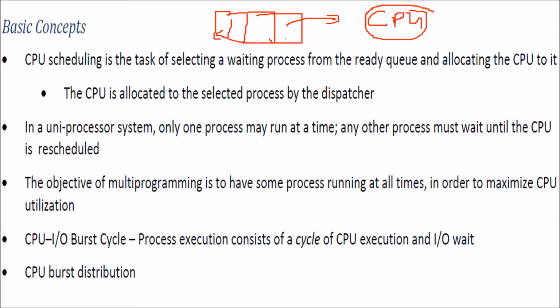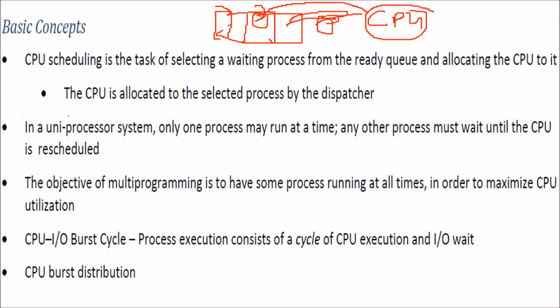Now the CPU is allocated the process by, first of all, the short-term scheduler. Then, once the short-term scheduler says this process has to be given, the dispatcher dispatches it from the ready queue, or it takes control from the short-term scheduler and takes this process to the CPU.